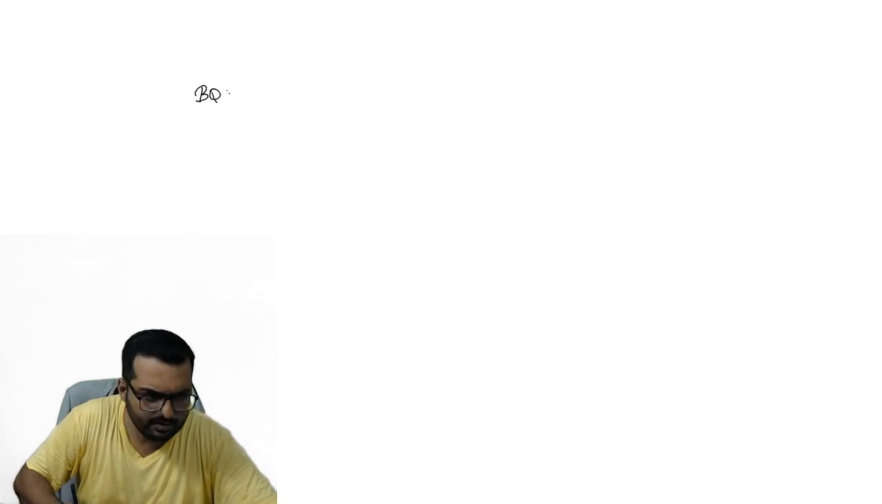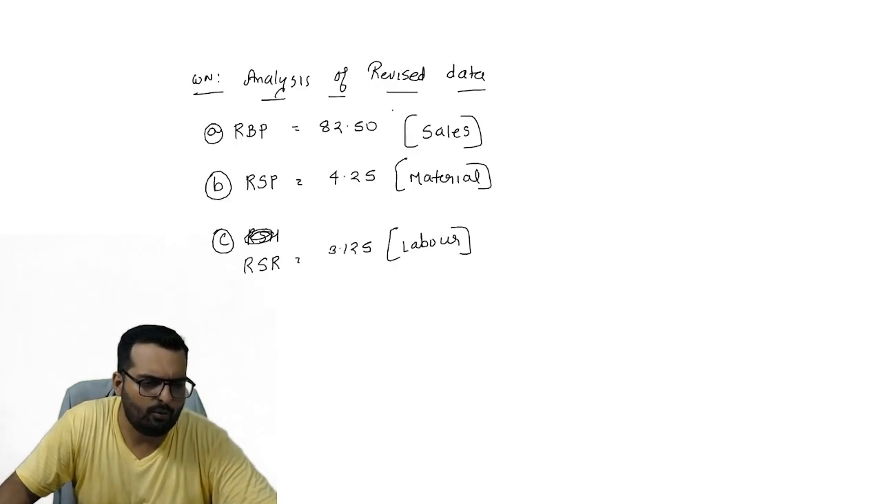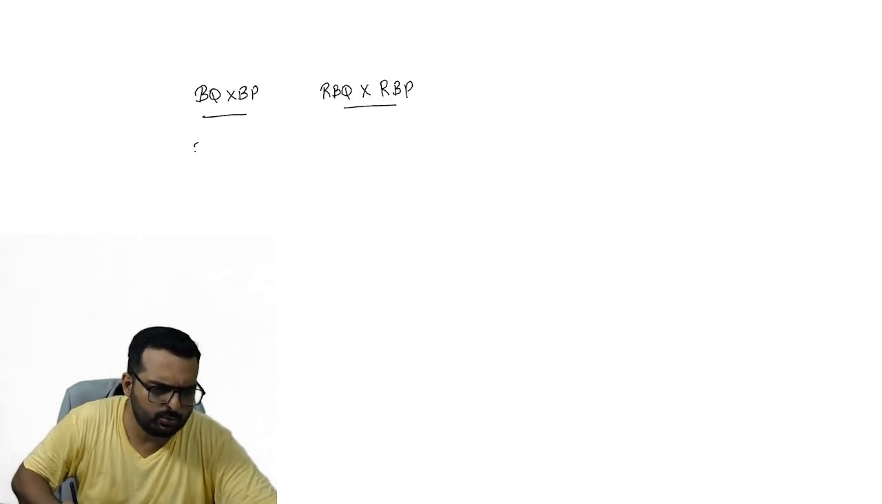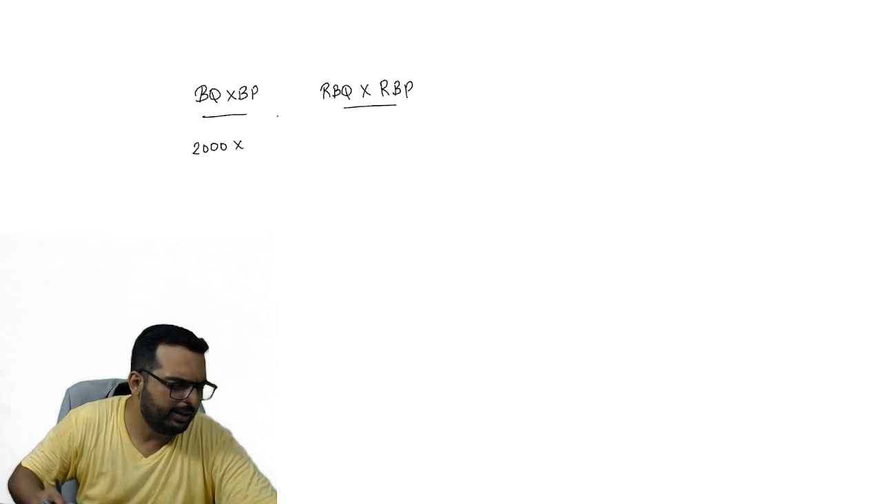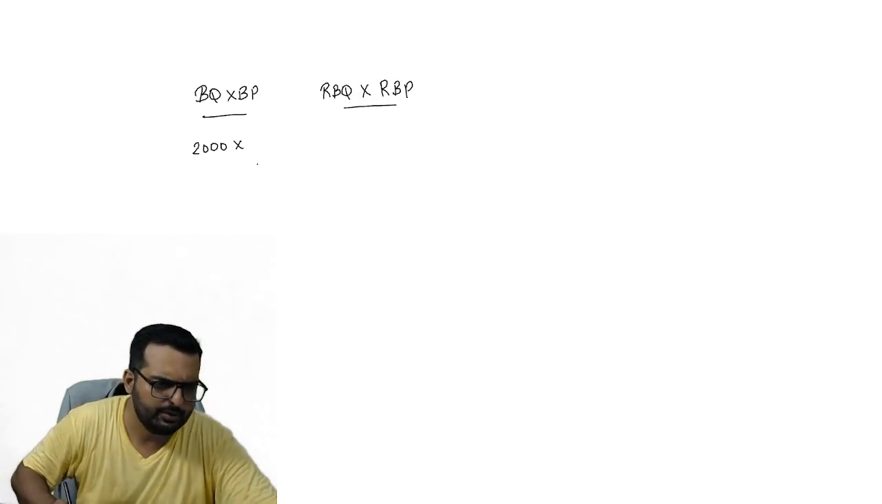One moment here, you are all confusing me. BQ into BP, RBQ into RBP. Now what has happened? The budgeted quantity is not changing. It was how much? 2,000 units. It will remain at 2,000 multiplied by what was the budgeted price? Budgeted price was 50. So how much is 2,000 into 50? Do you get the answer as 1 lakh?